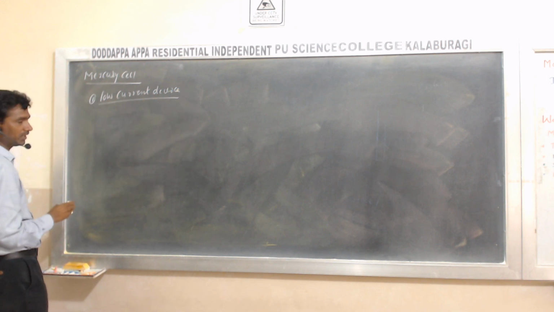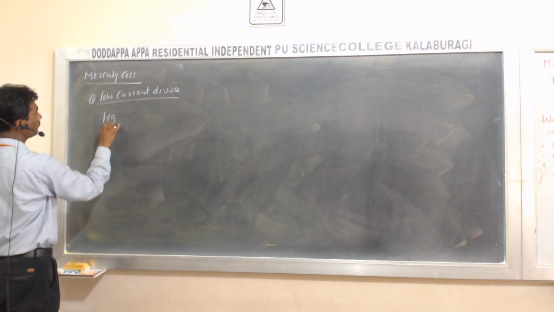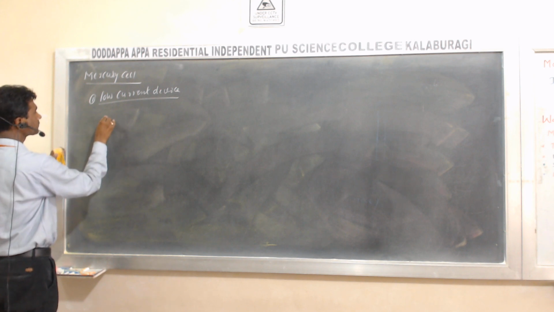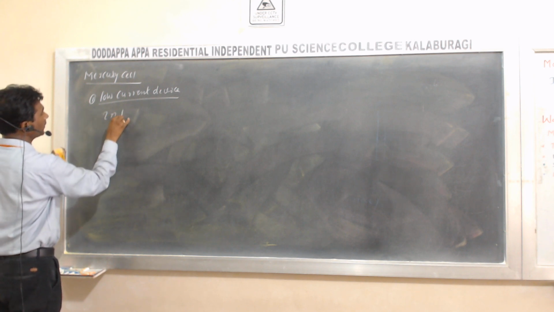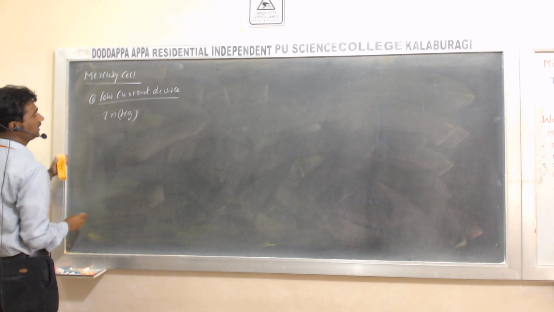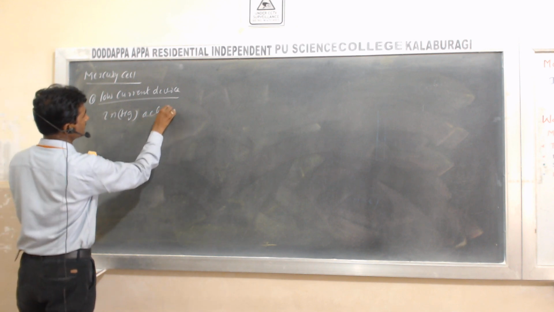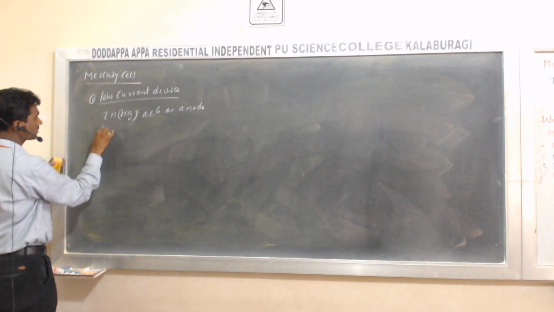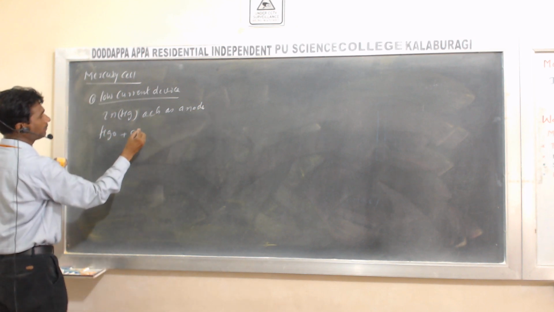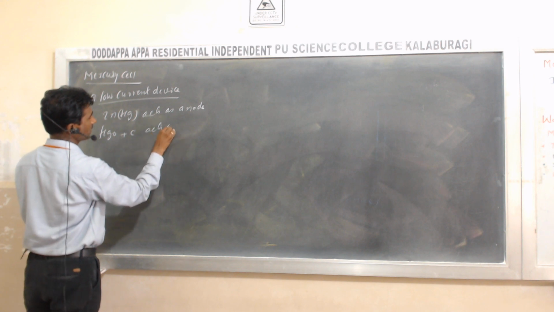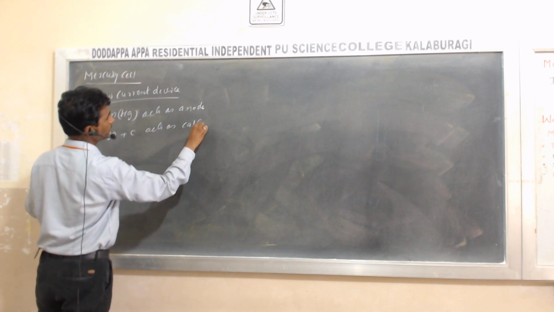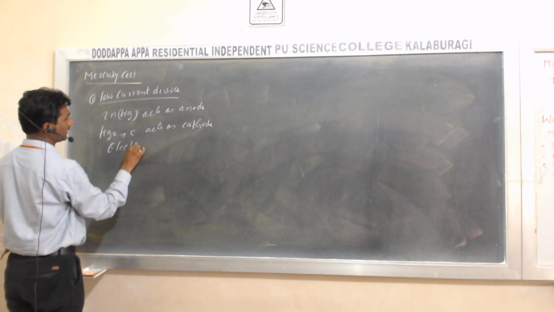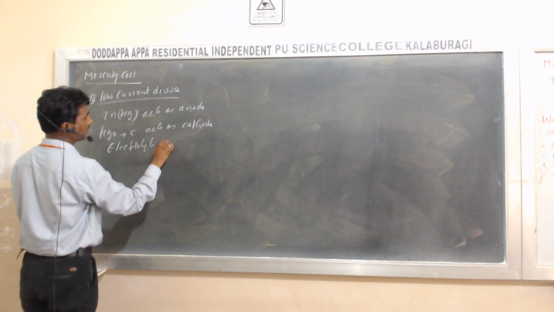In the mercury cell, zinc amalgam, amalgam meaning mercury, acts as the anode. Oxides of mercury and carbon act as the cathode. This is the second point: the electrolyte is a paste of what?